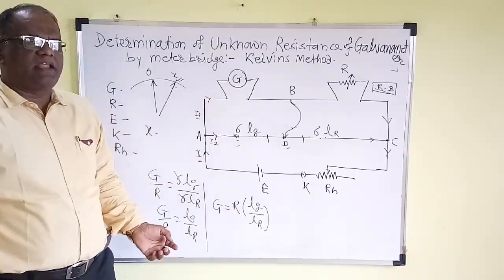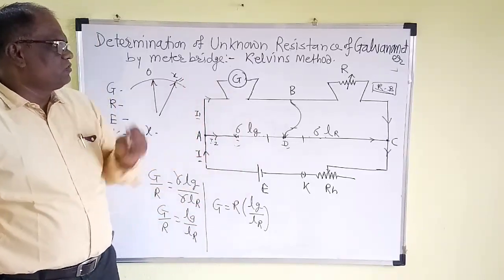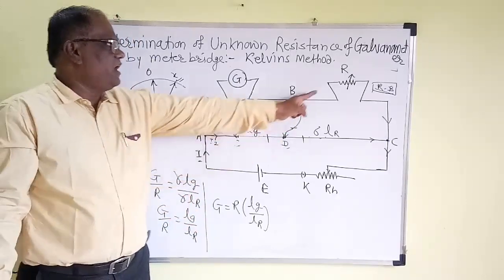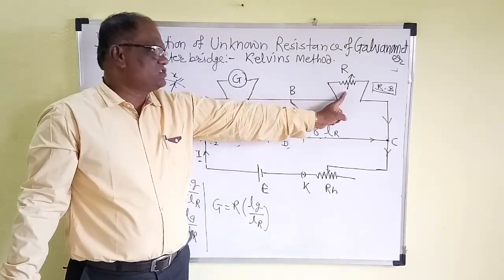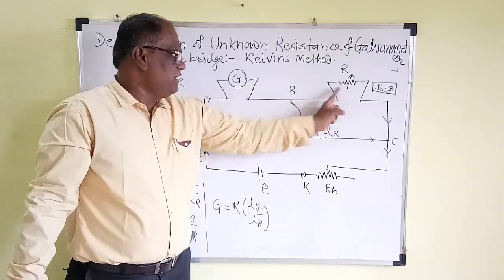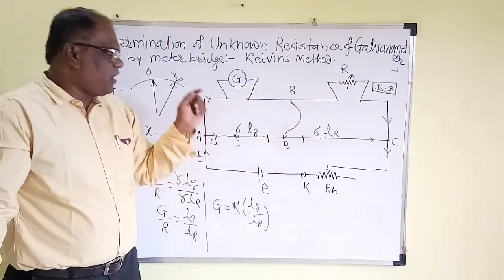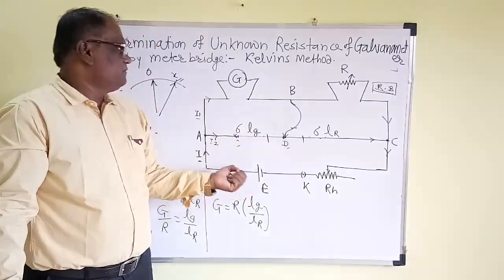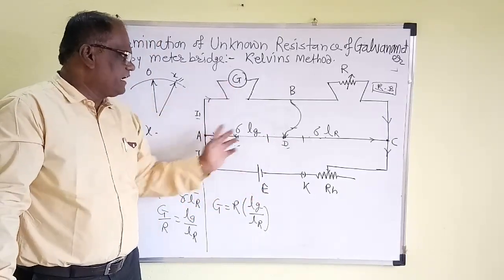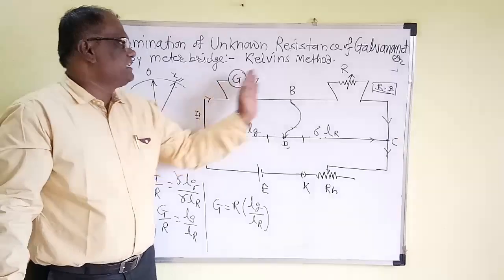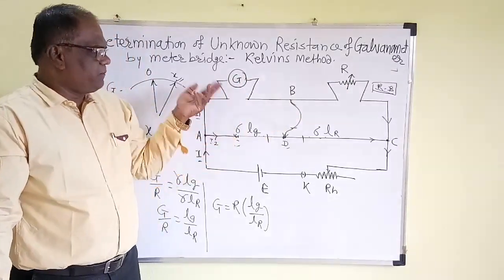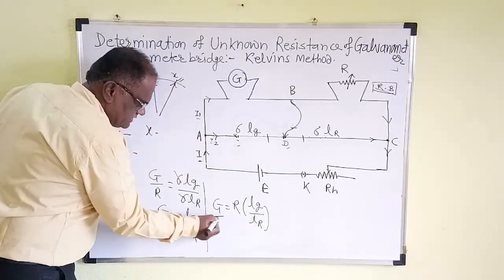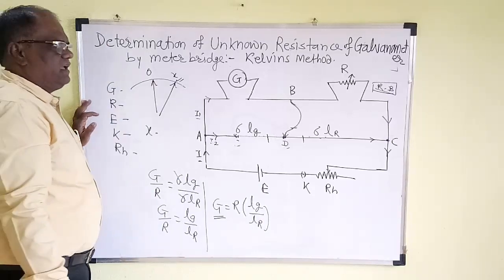Again, for greater accuracy, you have to take three precautions. First, the value of R is so selected that the null point or equipotential point is obtained near the center of the wire. The connection should be clean and tight. By interchanging the position G and R, you can perform the experiment, and taking the average, you can calculate exact or accurate value of galvanometer.